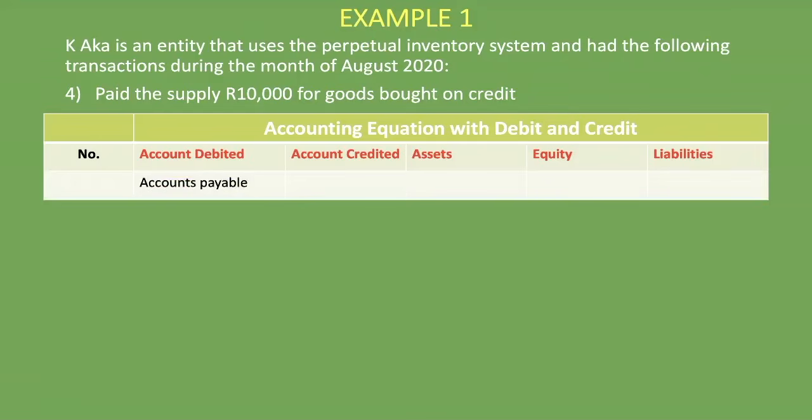So we put the accounts payable, and you are paying the supplier. So remember, money is leaving our bank. So bank is an asset and it decreases on the credit side. So we put the bank. And what is the amount? The amount is the 10,000 rand.